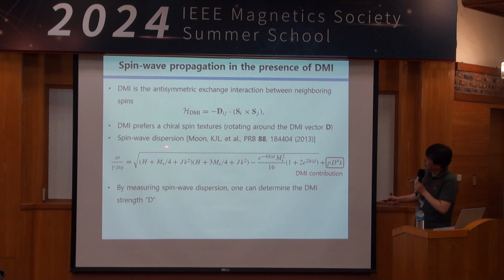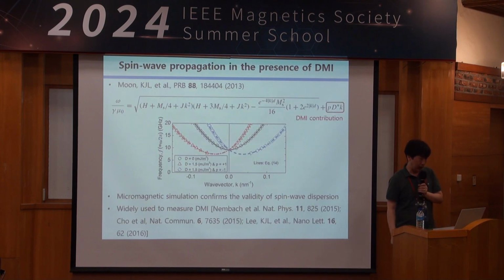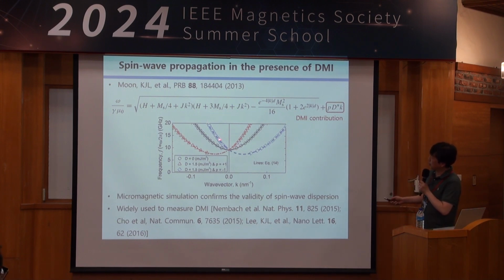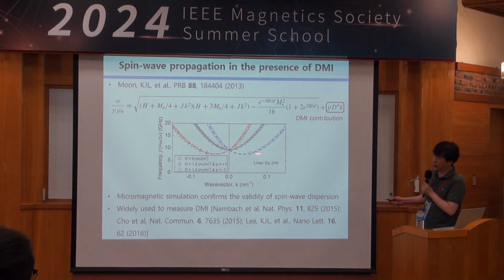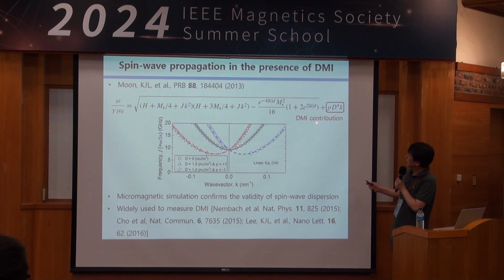So we first derived the spin wave dispersion including this DMI, and found that the DMI correction appears in this way: it is proportional to k, so linear in k. Then we checked that by comparing it with micromagnetic simulation. Here the symbols are micromagnetic simulation, and the line comes from this equation. You see in the frequency versus wave vector curve that if you have non-zero DMI, your dispersion curve shifts in one direction depending on the sign of DMI, because this gives a linear in k contribution.